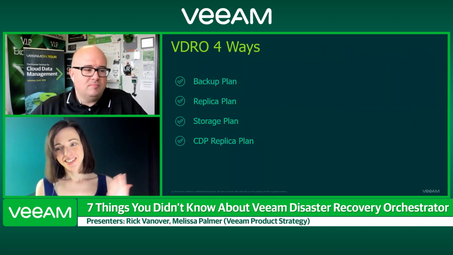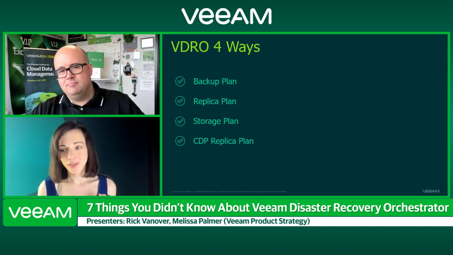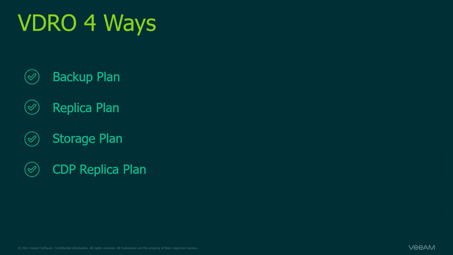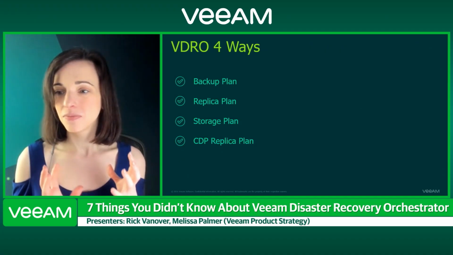VDRO 4 ways, right? So with version 4, we have 4 different ways to orchestrate recovery. Backup plans, that just restores from a Veeam backup. A regular replica plan, that's your traditional Veeam replica we all know and love. Storage plan, we support at this point NetApp ONTAP and Lenovo ThinkSystem DM, and stay tuned for more storage support coming. And of course, the big thing in version 4 is CDP replica plans, which are just the coolest thing ever. I was working on one beforehand. And like I said, it's really simple to do all of this.